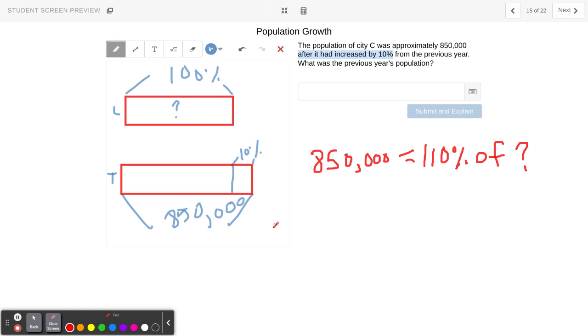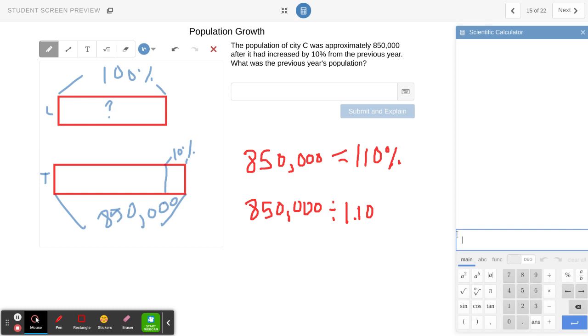So to solve this, we have to figure out, well, what's the number you multiply by 110% to get 850,000, right? Remember? So we have to figure out what we multiply by 110% to get here. So I knew division is the opposite of multiplication. So I went ahead and took 850,000. I divided it by 1.10 because I know that's the decimal version of 110%. So let's see what we get when we do that.